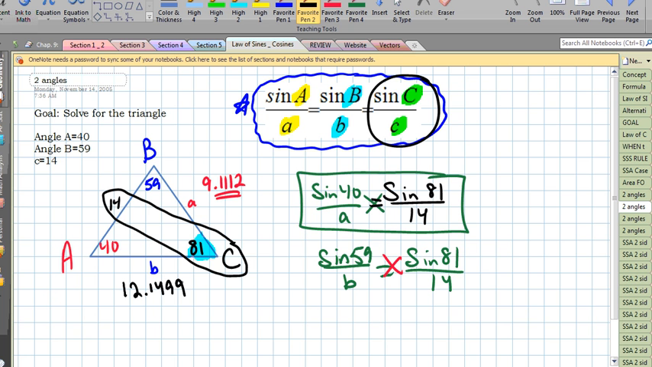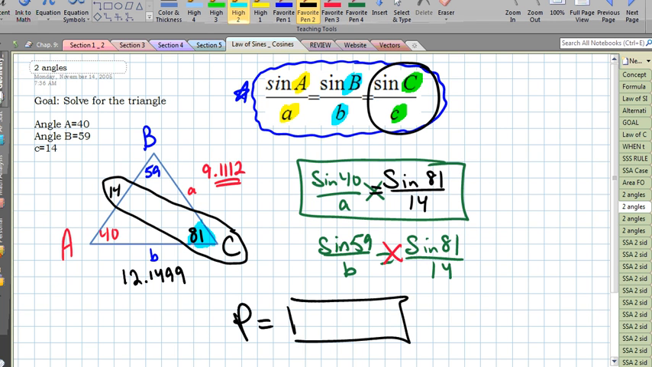12.1499. Maybe on a test I'll ask you, hey, what's the perimeter of this triangle? And hopefully you understand that to find the perimeter, you would add up all three of these numbers, and you would put the perimeter right there.